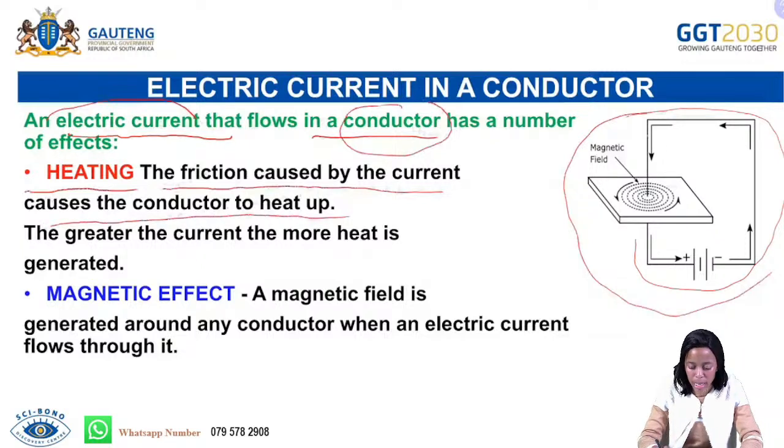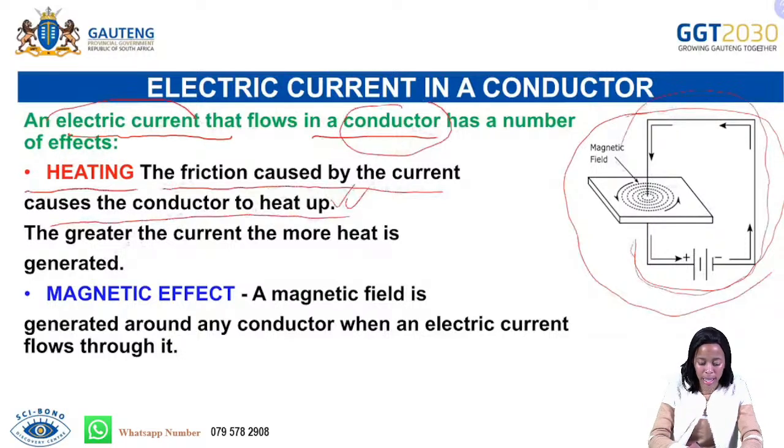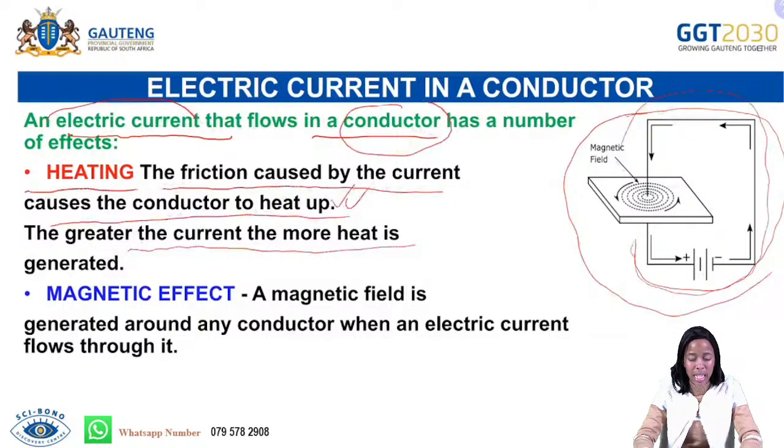So when current is flowing in the conductor, we are going to have friction that is caused by the current. And when we have that friction caused by the current, the conductor will therefore heat up. Okay? Then it says the greater the current, the more the heat that is generated.